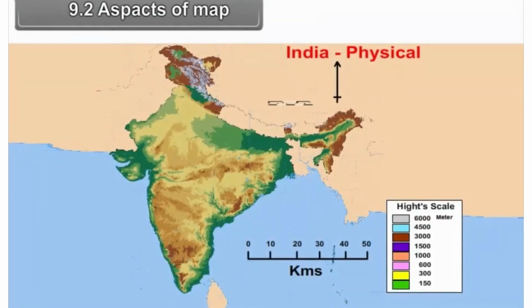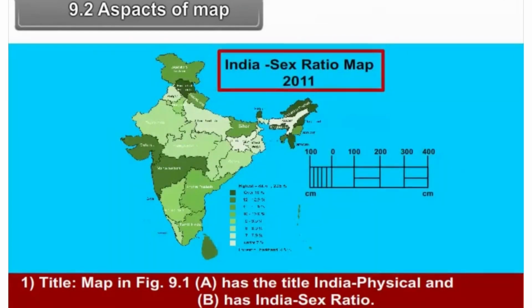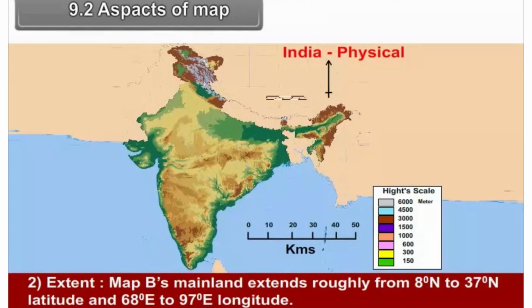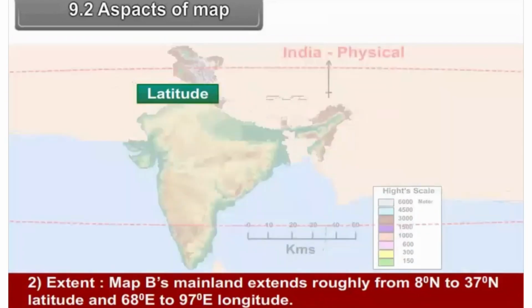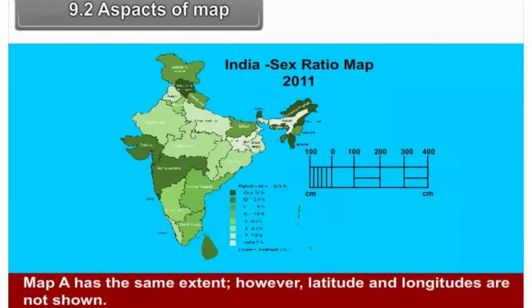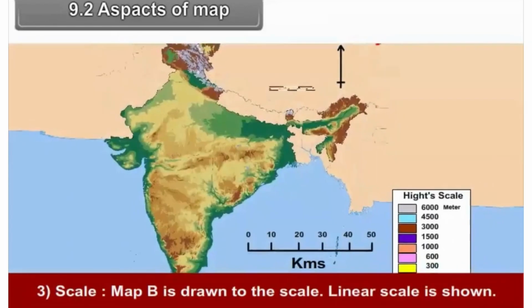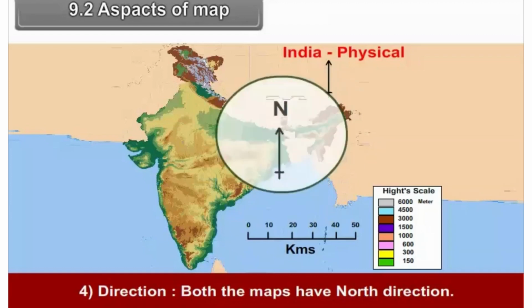9.2 Aspects of Map. 1. Title. Map in Figure 9.1. A has the title India Physical and B has India Sex Ratio. 2. Extent. Map B's mainland extends roughly from 8 degrees north to 37 degrees latitude and 68 degrees east to 97 degrees east longitude. Map A has the same extent. However, latitudes and longitudes are not shown. 3. Scale. Map B is drawn to scale. Linear scale is shown. 4. Direction. Both the maps have no direction.